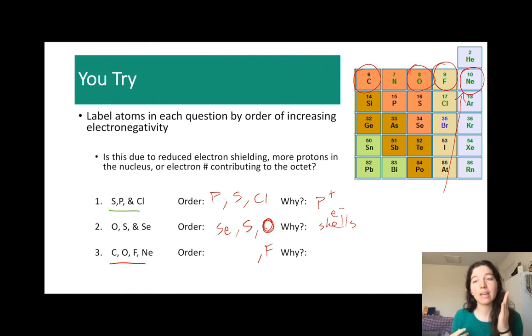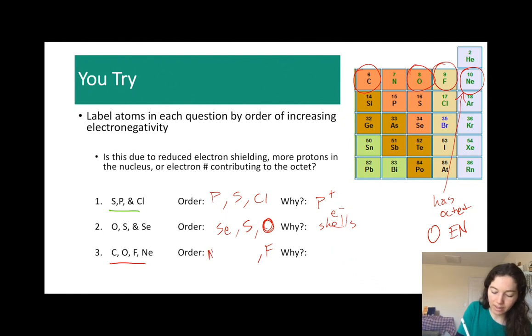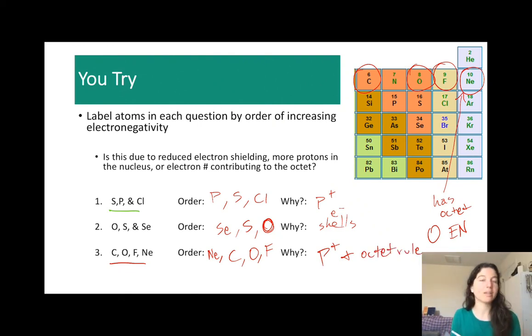You might think that neon is the most electronegative because it definitely has the most protons here, right? But remember that neon has an octet, so it actually has 0 electronegativity, which means it's the lowest on our scale here, just because of that one exception. So this is kind of an exception to the rule. And then we have carbon and oxygen, which will follow our proton rule. So oxygen and carbon. Due to protons and the octet rule is why we decided on this order for this one.